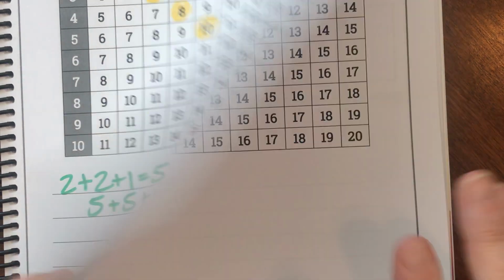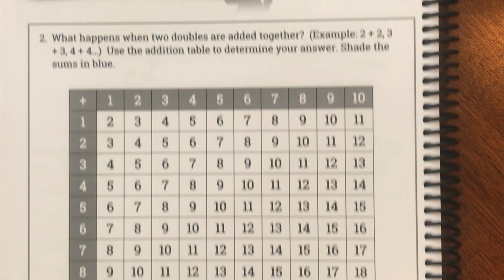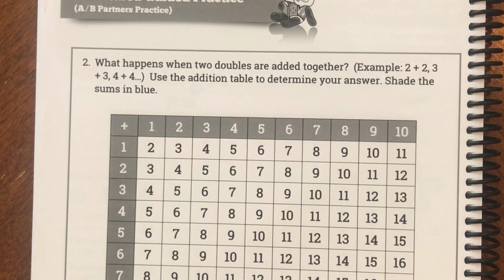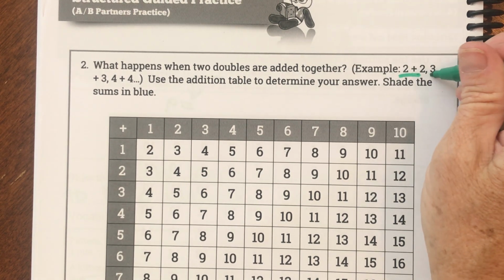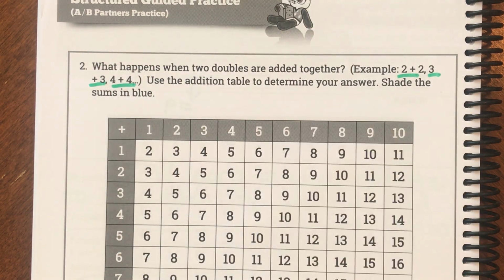Okay, let's try another one. We're on page 217. What happens when two doubles are added together? Just when two doubles are added together. This time they don't want us to add 1. It just says 2 plus 2, or 3 plus 3, or 4 plus 4. Okay, so let's do two doubles.